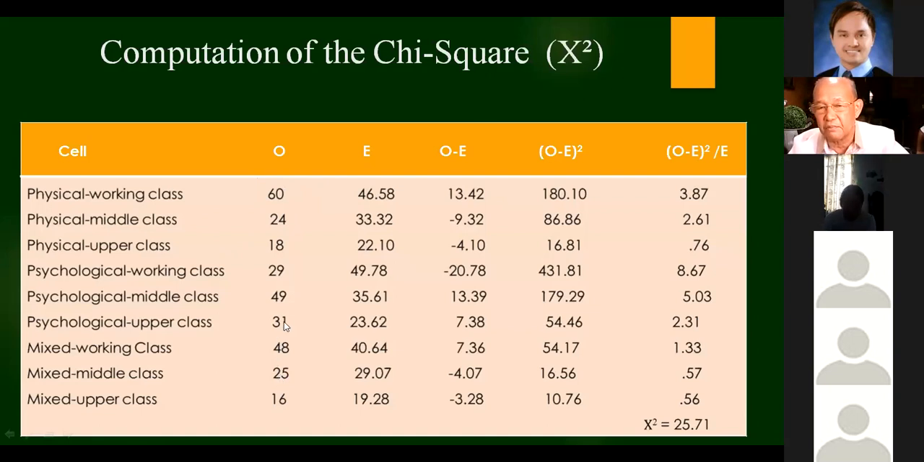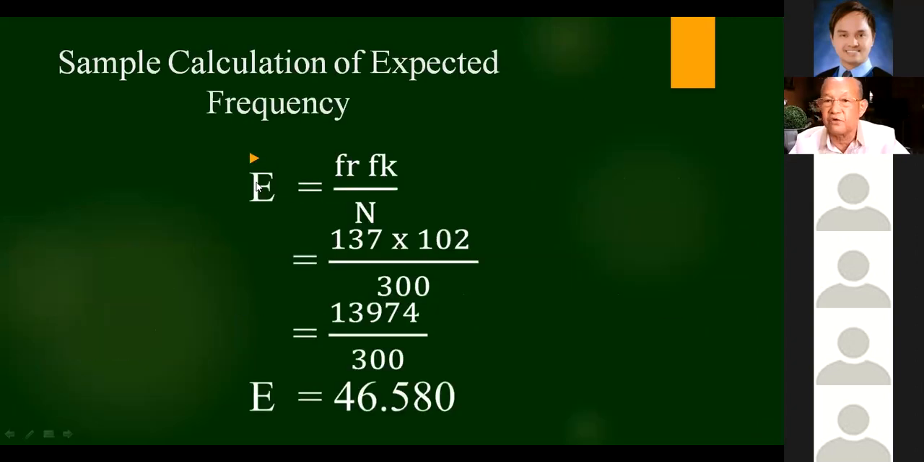Hello? Are you still with me? Yes po. Okay, I will explain to you how the expected frequencies were derived. The expected frequencies have to be assigned. There is a formula used. The expected frequency is calculated using the formula FR times FK over N. My dear co-teachers, FR stands for the total frequency of the rows times the total frequency of the column divided by the total number of cases.